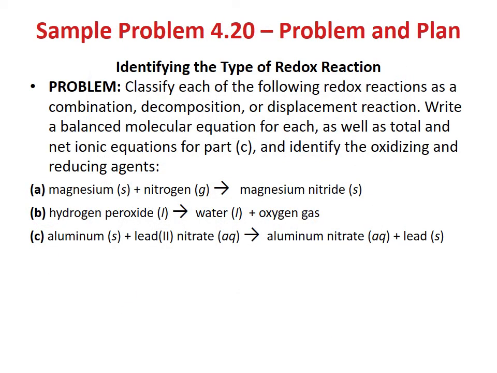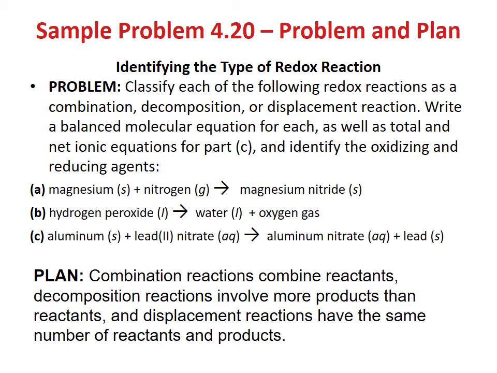Sample problem 4.20. Classify each of the following redox reactions as a combination, decomposition, or displacement reaction. Write a balanced molecular equation for each, as well as total or net ionic equation for part C, and identify the oxidizing and reducing agents. To answer this question, we need to remember combination reactions combine reactants. Decomposition reactions involve more products than reactants, and displacement reactions have the same number of reactants and products, but the atoms or ions exchange positions.